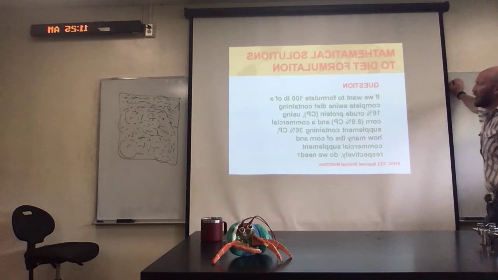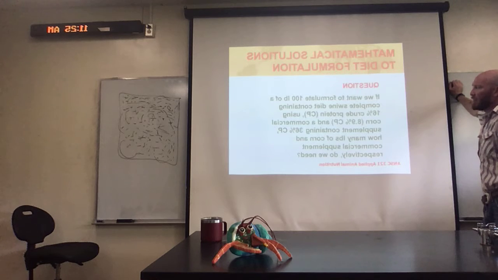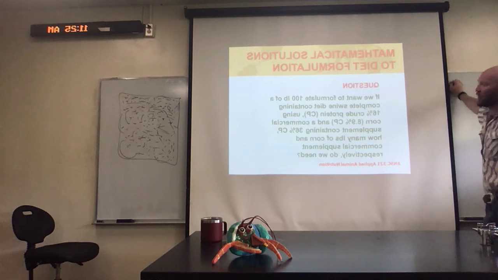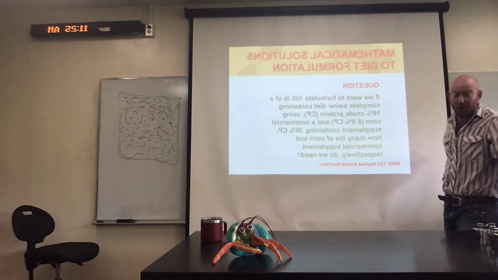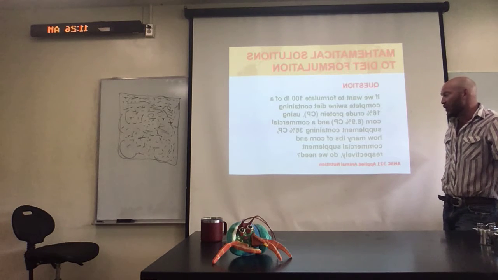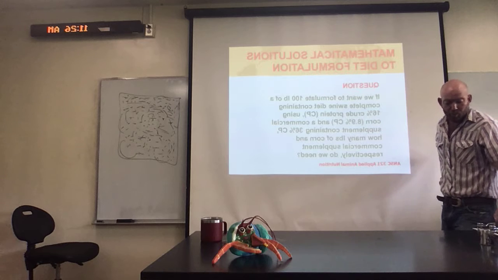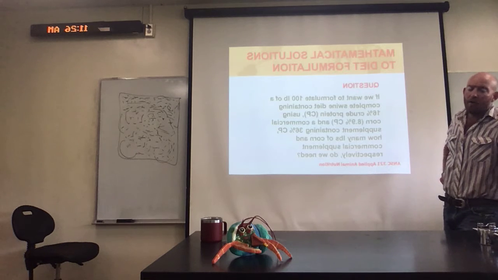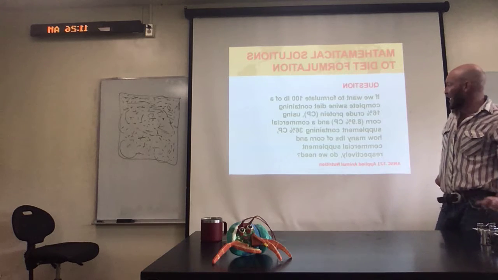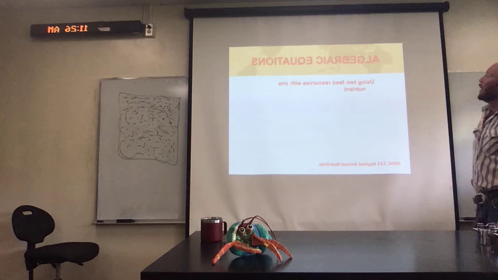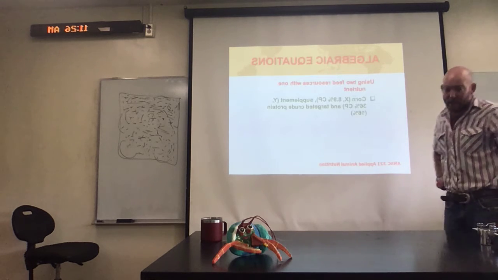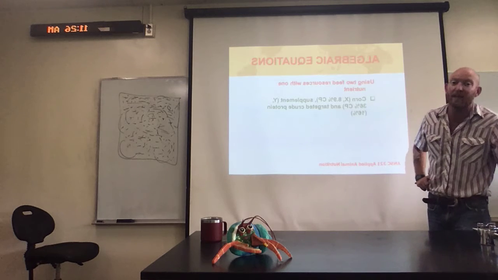So, formulate 100 pounds of a complete swine diet containing 16% crude protein, using corn, which is about 9% crude protein, and a commercial supplement source that's 36% CP. How many pounds of corn and commercial supplement do we need of each? Hopefully y'all would be able to do that super easily, right? Two feed resources with one nutrient, i.e. crude protein, is what we're looking at.